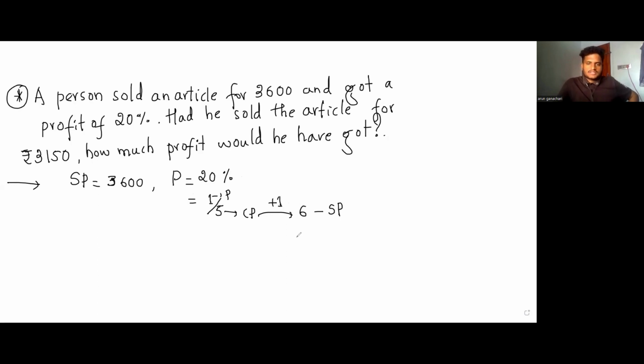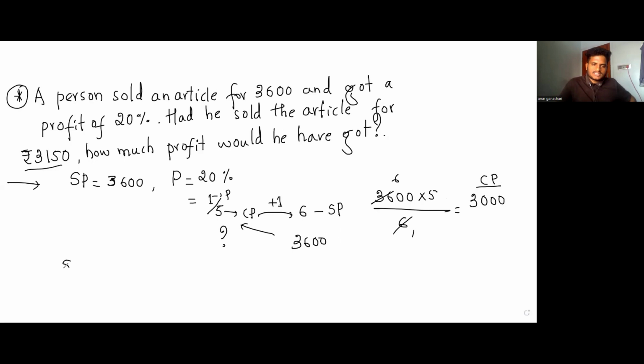When selling price is 3,600, what is the cost price? Cross multiply and get the answer. 3,600 into 5 divided by 6. 6 ones are 6. 6 into 5 is 30 and 00. So cost price is how much? 3,000. Now we know the cost price and we know the second selling price. What is the second selling price? Second selling price is 3,150. Cost price was 3,000.